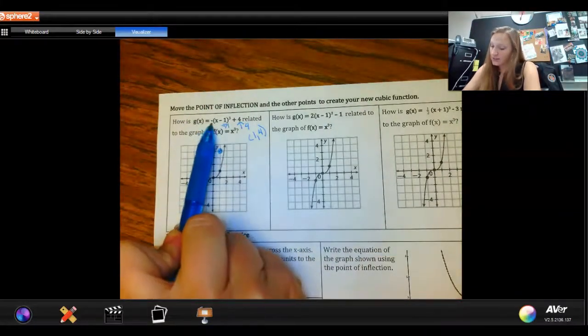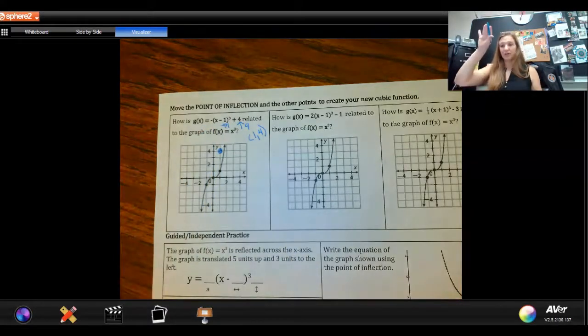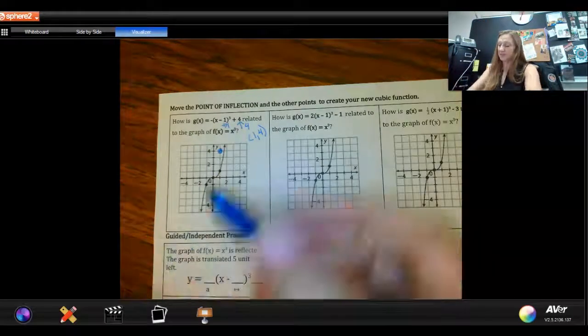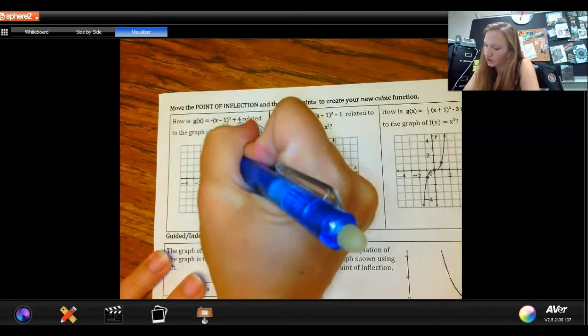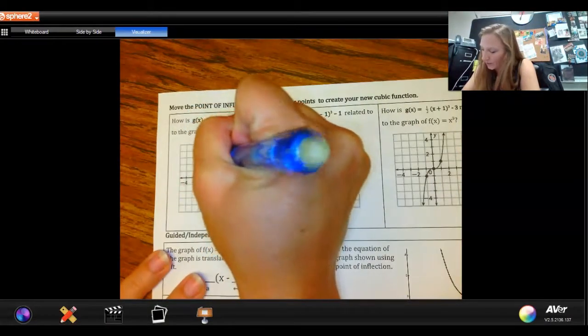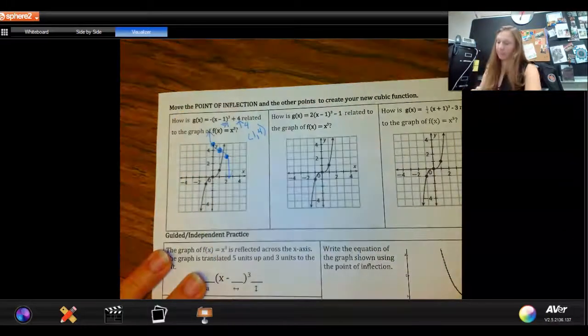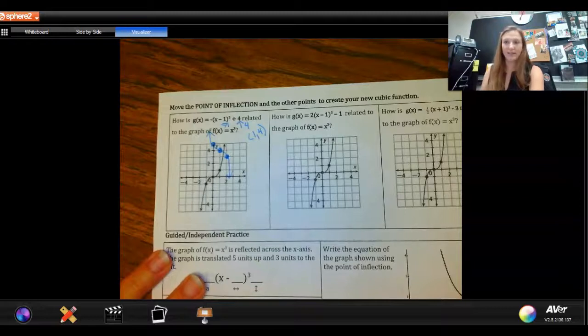Now notice A is -1. So I need to reflect my parent function. So instead of it squiggling like the parent function, it's going to squiggle the opposite direction. So from my point of inflection, I'm going to go over 1, up 1, and over 1, down 1. So that when I draw the little cubic squiggle, it is squiggling the other way.